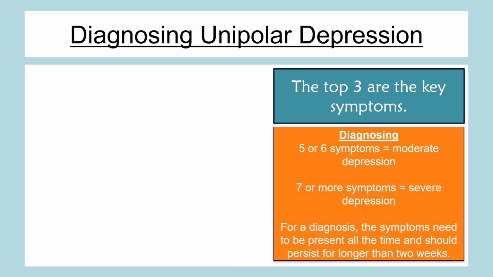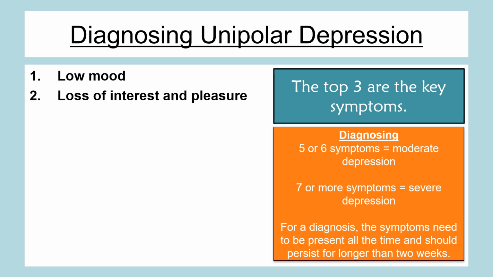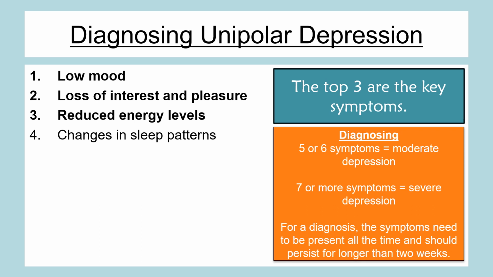For the exam, you need to be able to comment on some key characteristics of unipolar depression specifically. There are 10. The top 3 are the main 3, but there are 10 that you can choose from. And they are having a low mood, showing loss of interest and pleasure in things that you would normally be interested in. So if you really like football and you suddenly stop playing football, that could be a key sign. Reduced energy levels, changes in your sleep patterns, so that could be sleeping more, sleeping less, sleeping at different times of the day, struggling to get to sleep.